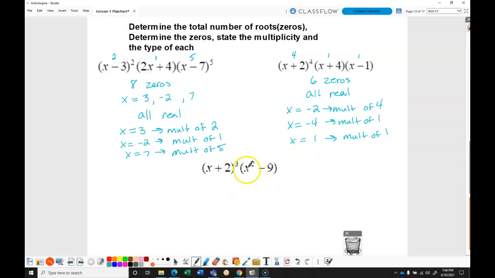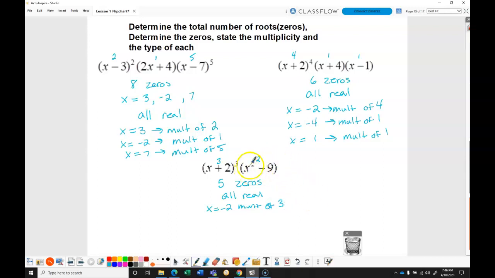This one down here gives me a little bit of trouble when I get to that second factor, but we'll work through it. It won't be an issue. So this first factor, I see 3 x's, and in the second factor, I see 2 x's. So I'm saying there's going to be 5 zeros. Okay? This one's pretty self-explanatory. I'm going to say that they're, well, I don't see any imaginary, so I'm going to say they're all real.